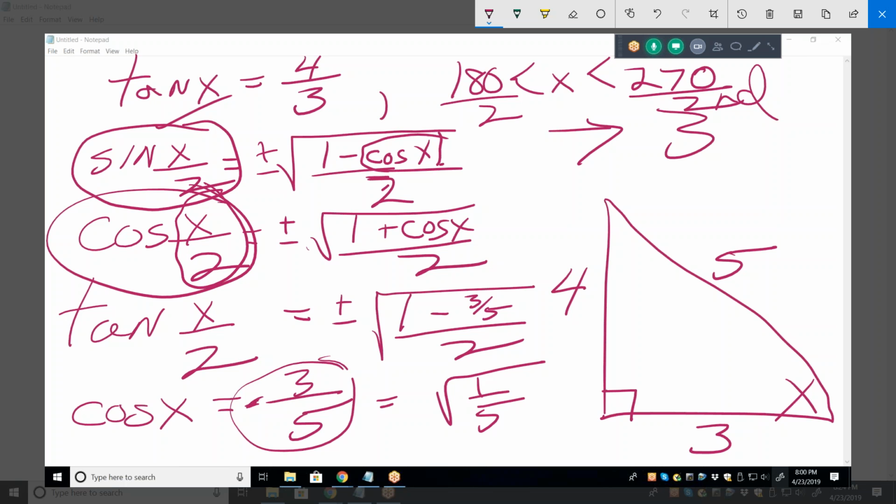If x is in the third quadrant, because it's between 180 and 270, divide everything by 2. I can divide all three pieces of that inequality by 2. So then I get x over 2 is between 90 and 135. Which quadrant is that? That's the second. Cosine is negative in the second. There's your answer.